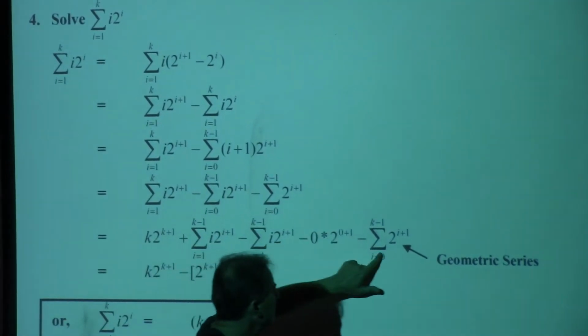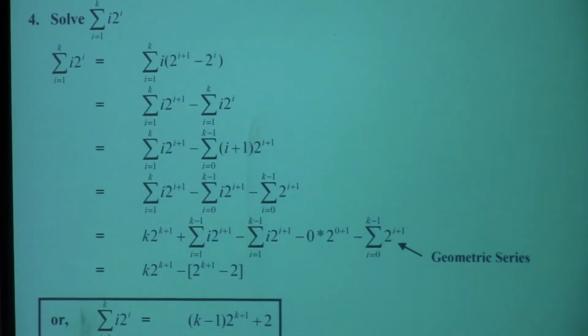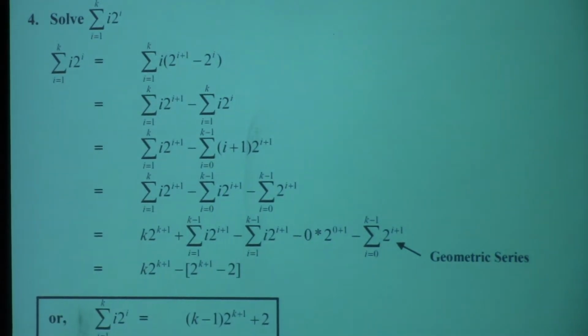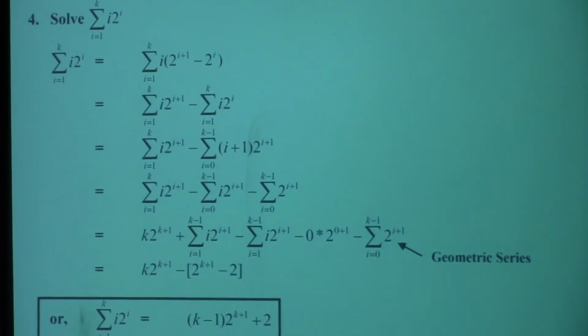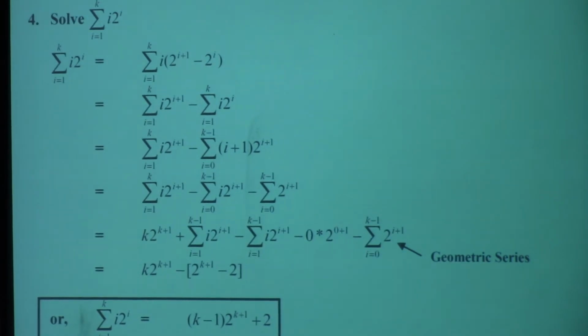This is 0. The only thing we have is here, but this is just a geometric series. And because it's a geometric series, we can solve it right away, because we know the first term. The first term is 2, because 2 to the 0 plus 1 is 2. How many terms do we have? k. So the first term is 2, the number of terms is k, and the ratio is 2.